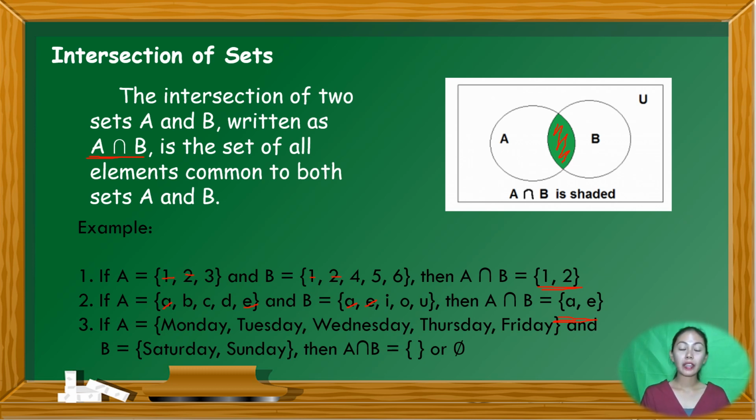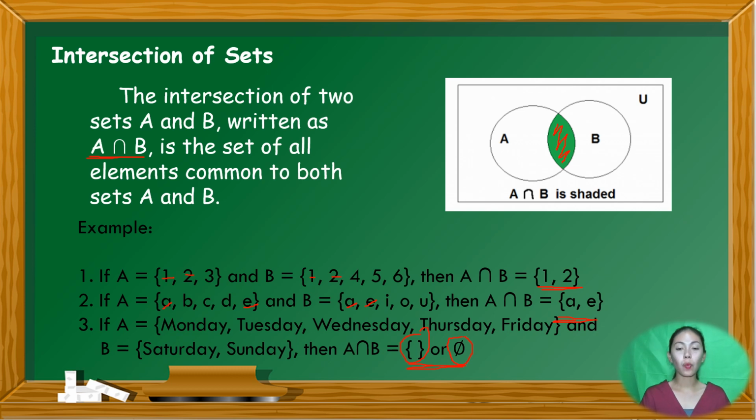If set A with elements Monday, Tuesday, Wednesday, Thursday, and Friday, and set B with elements Saturday and Sunday, okay, see, then the intersection of this one is empty set. This is the symbol of empty set. It's either this one, no, or this one. Another term for empty set is the null set, N-U-L-L.